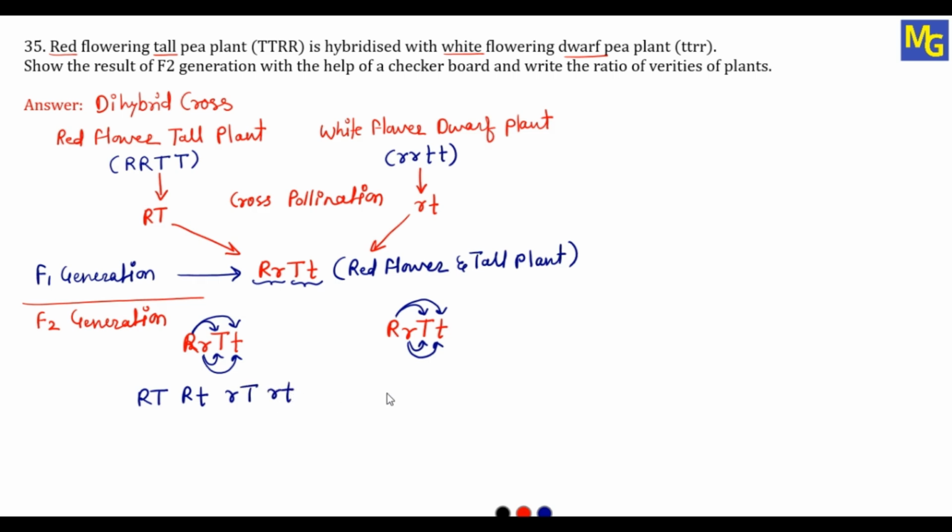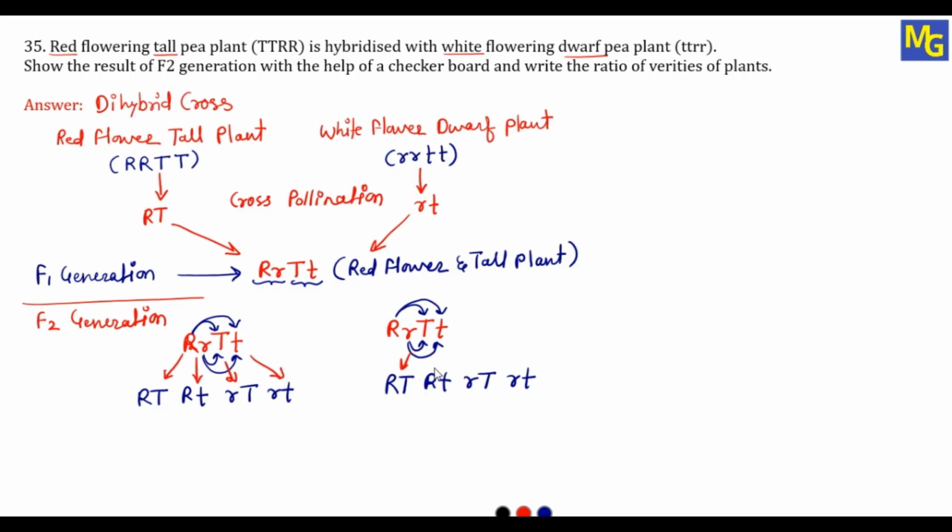And here also, same thing I'm going to get: capital R, capital T, capital R, small r, capital T, small t. So these are the genes which you're going to get from these plants. So we are going to get 4.